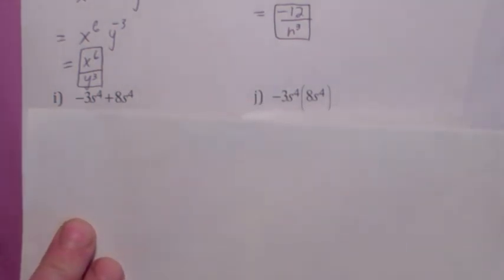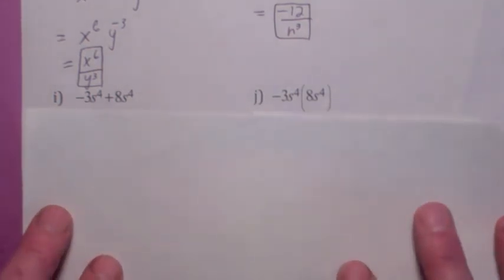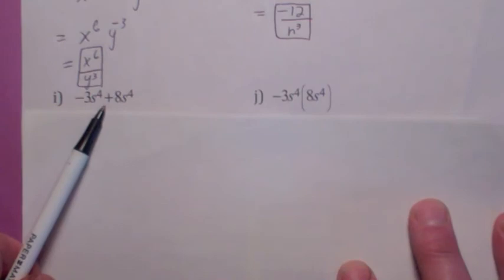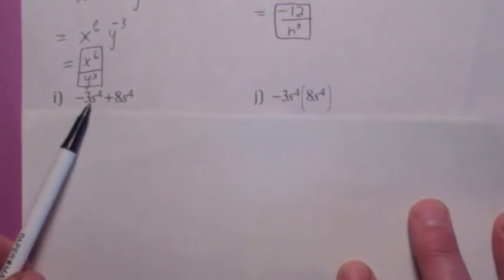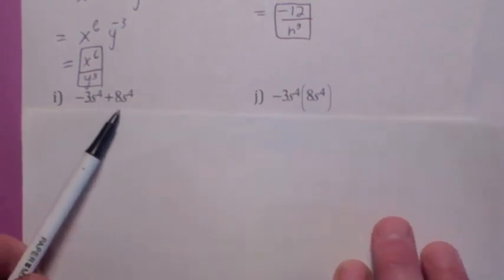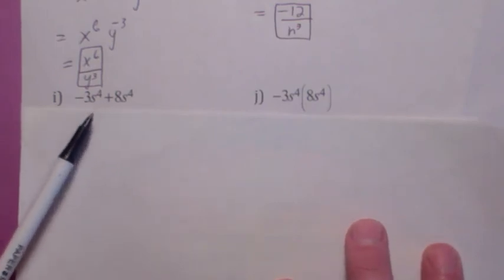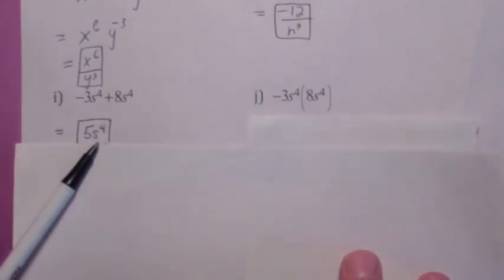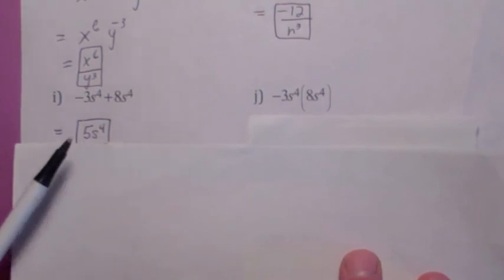Now, these last two don't involve negative exponents at all. Did you notice that? In fact, this first one, you're adding. And in order to add these two together, they better be like terms, which means they have to have the same variables to the same powers. Do these two terms have the same variables to the same powers? Yes, they do. So this is one of those cases where you could actually add these. What do you get when you add negative 3s to the 4th plus 8s to the 4th? You add the coefficients and get 5. You do not change the exponent. You keep the exponent the same, so it becomes 5s to the 4th.